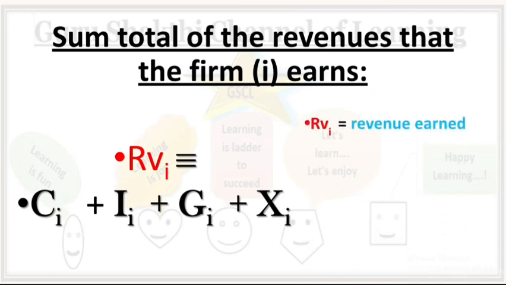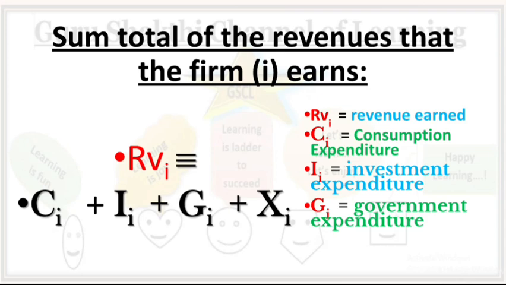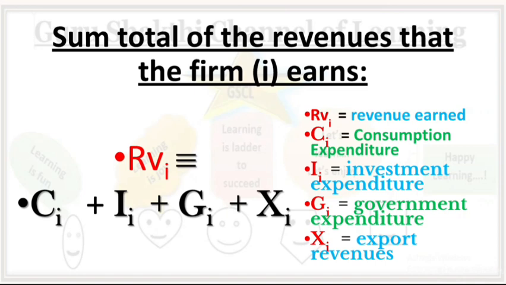RV is revenue earned. CI stands for consumption expenditure. II stands for investment expenditure. GI stands for government expenditure. X stands for export revenues. Here, the equation is specifically representing the revenues earned by firm I.